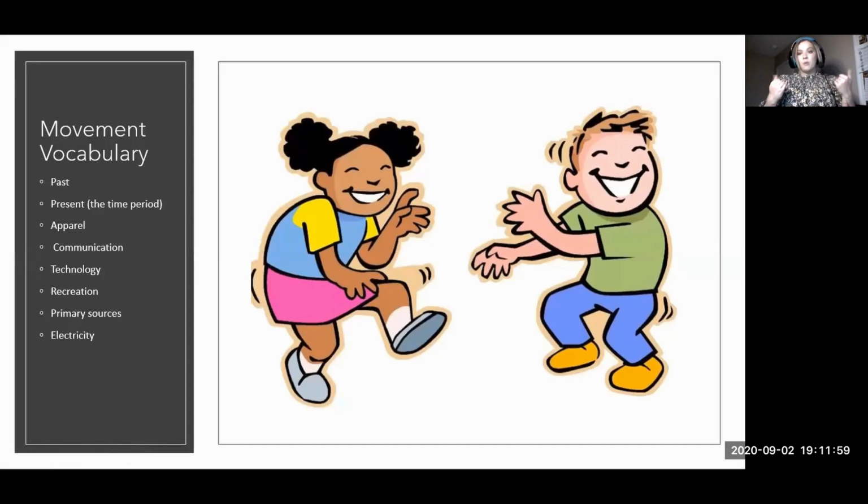Okay, guys, now that we've watched our video and had our discussion about the different types of things that we saw in the video, and we really defined what the past and the present were, I want everyone to stand up with me. Let's do our vocabulary together. We're going to stand up. We're going to say the word together. We're going to do a movement for the word, and then we're going to say the definition, okay?